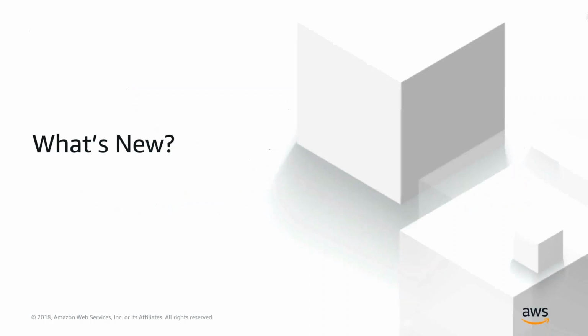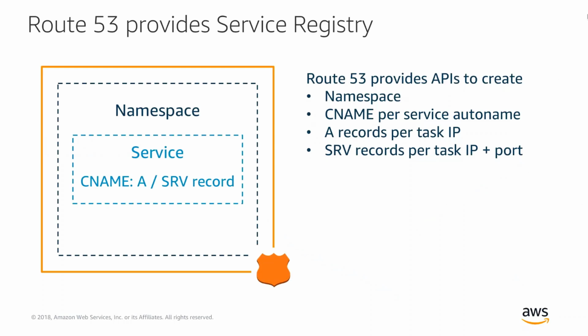So what's new that has enabled this to be built? Let's dive deep into some of the features underlying in AWS that allow this service discovery feature to work. The first is the service registry in Route 53. Route 53 has provided some new APIs to create resources on your account that keep track of services and allow you to auto-name the services on those namespaces.